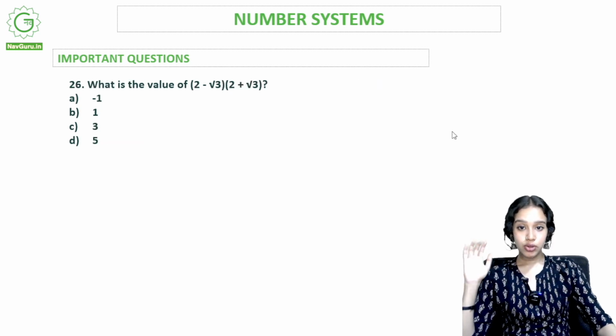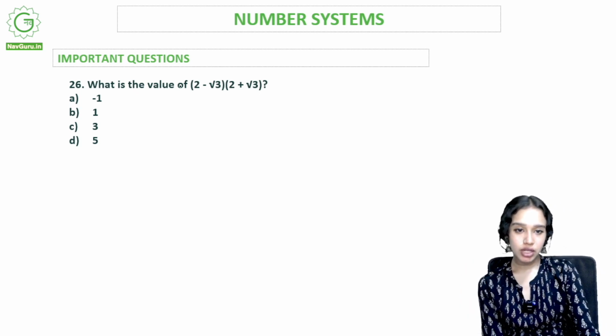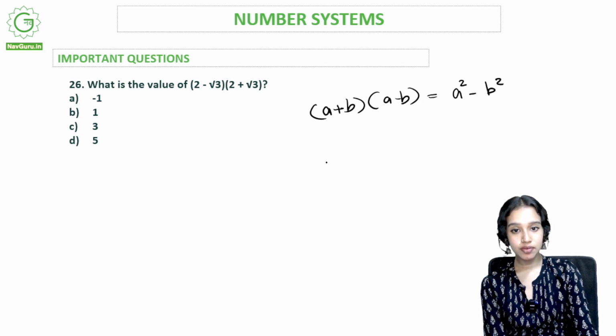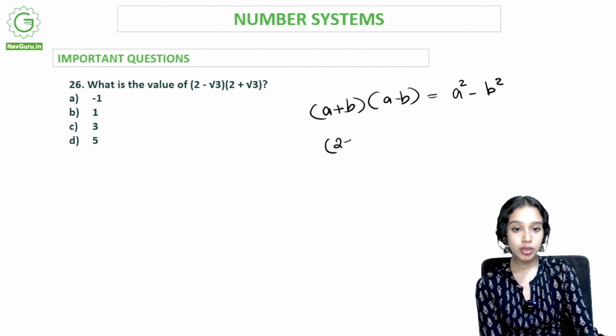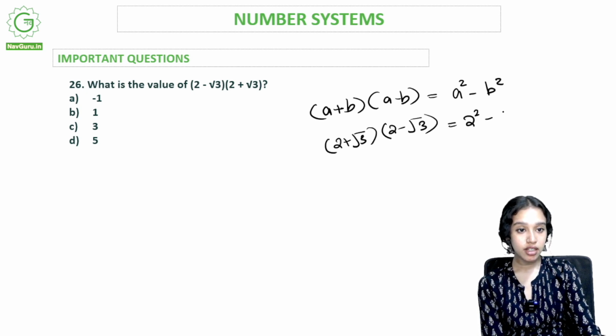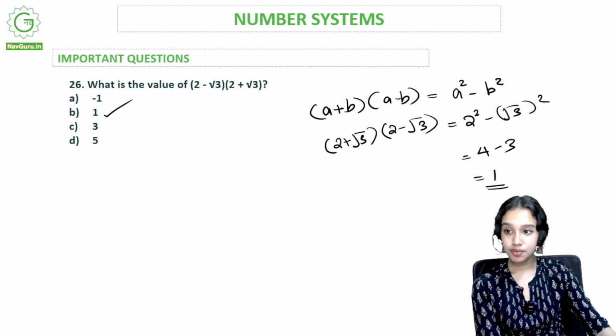What is the value of 2 minus root 3 into 2 plus root 3? Now we know this formula: a plus b into a minus b equals a square minus b square. So we have 2 plus root 3 into 2 minus root 3, which would be equal to 2 square minus root 3 square. So this is 4 minus 3, which is equal to 1. We got the answer here.